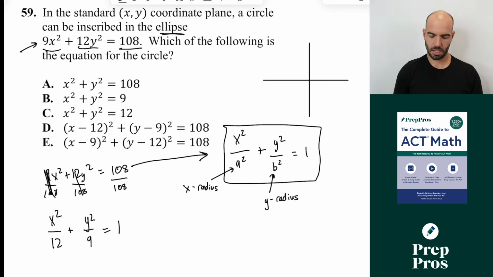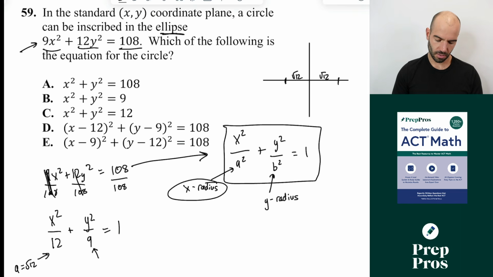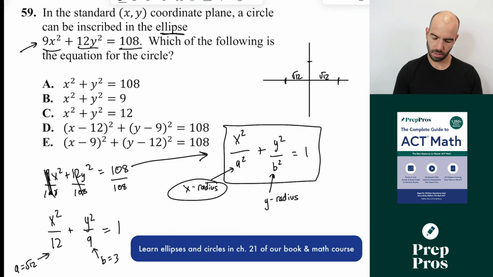Now what this is telling me is the x radius, the a value here, is equal to square root of 12. So we're going to see this go left and right. The distance left and right is going to be equal to root 12. It's going to be that distance. And then the b value here is going to be 3, and it's going 3 units up and 3 units down.